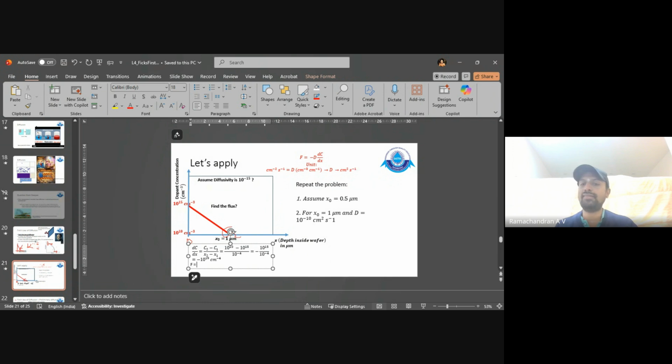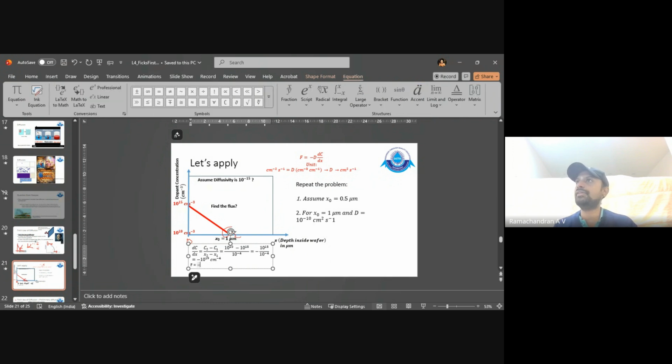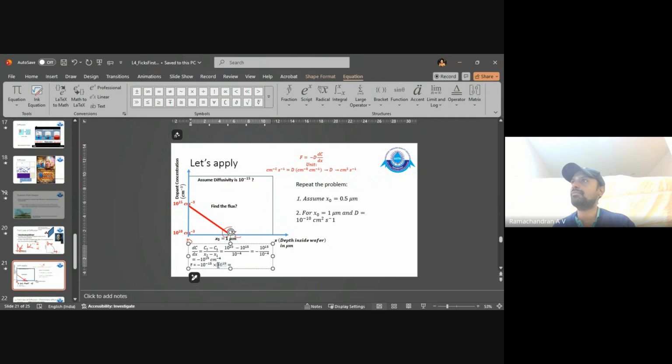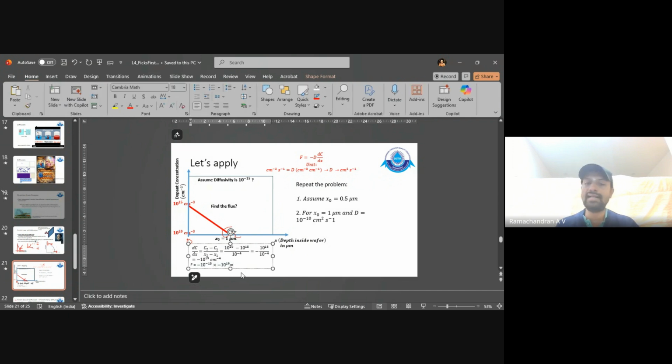Now, if you calculate the flux, it is minus diffusivity, which is 10 power minus 15, times 10 power 19. Here also we have minus, so minus becomes plus. That's why we add the minus there, right? Previously. So 10 power 4 is the flux, centimeter power minus 2 per second. What it means is, per second, per centimeter square, 10,000 atoms are entering into the wafer.